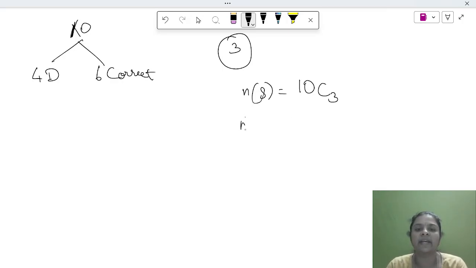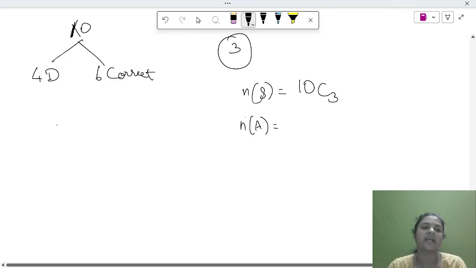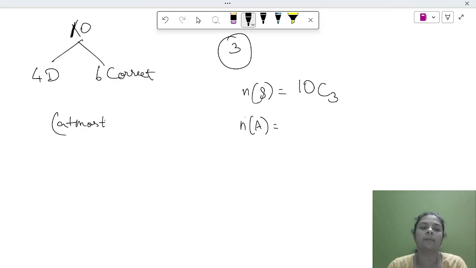Now come to the numerator, which is n of a. The question says probability of not getting more than 2 defectives, so maximum of 2 defectives. In yesterday's class also we learned the at most rule in permutation and combination. At most means you will start with 0 and go up to the given number. So not more than 2 defectives means I can have either 0 defectives, or 1 defective, or 2 defectives. If it is 0 defectives, how many correct pieces do I need?